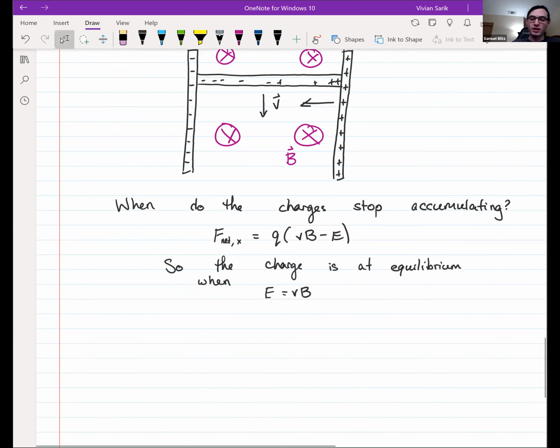So we can actually relate the electric field here to the potential difference between these two plates. That's not particularly challenging to do, because you have charges on one plate, charges on another plate, so there's a constant electric field between them. The potential difference between the plates is just E times the distance. Let's call this distance L.